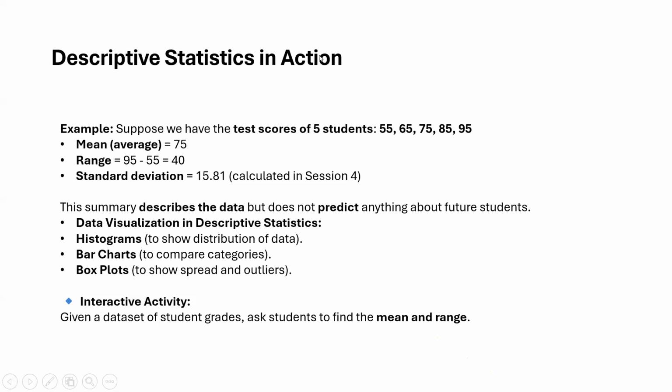So let's see the descriptive statistics in action. Let's take one example. Suppose we have the scores of 5 students: 55, 65, 75, 85, and 95. Now, how will you calculate the average? Any random guess? I think we can add all those scores and divide by the number of students. Correct. Okay, so the same thing is happening here.